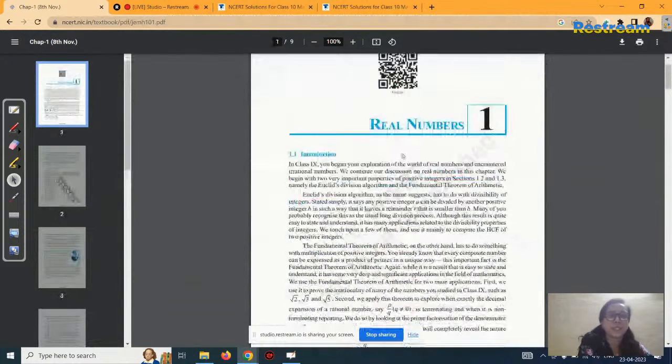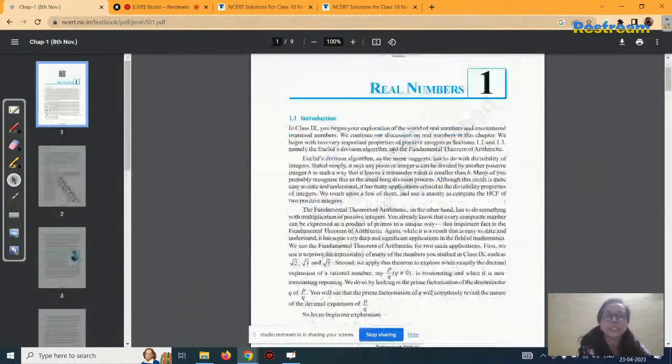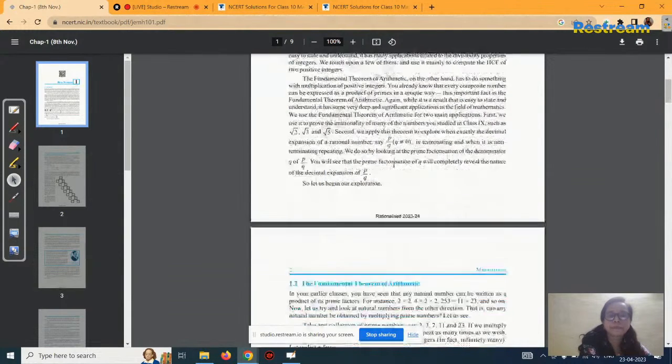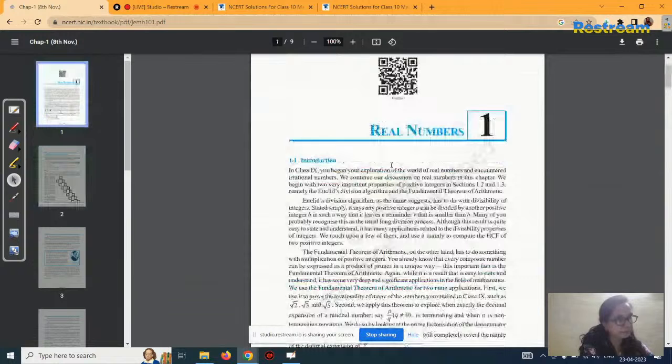Actually we are studying the real numbers here. The chapter name is real numbers, right? Can you tell me what is the real number set? Real numbers, here we are given the first chapter. Actually what is the real number set? Anyone, can you tell me? Anyone please, if you know the answer, please give it in the chat box. What are the real numbers? Give me the answer, quick.